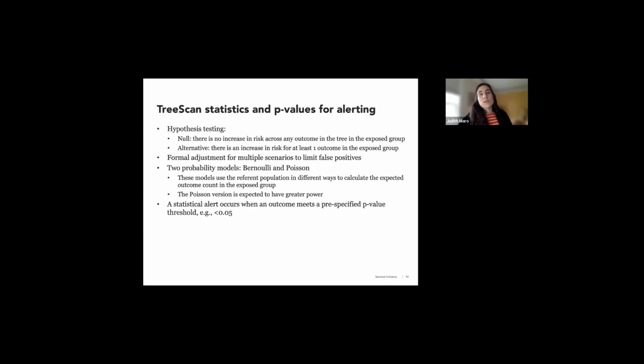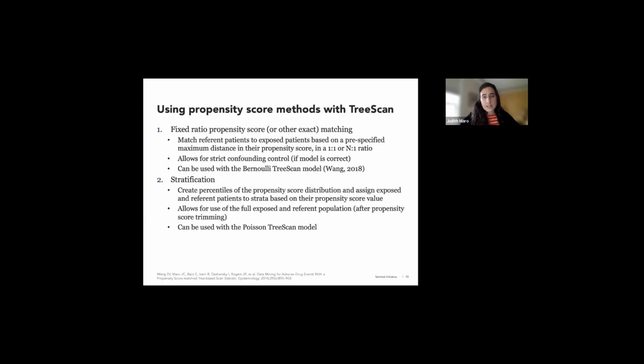And again, just because something is crossing the threshold to be an alert, we don't yet call that a signal until we've had time to look at it and investigate it and feel that it merits being graduated to that higher level. So we do use propensity score-based methods with TreeScan. There are two different flavors that can be used.